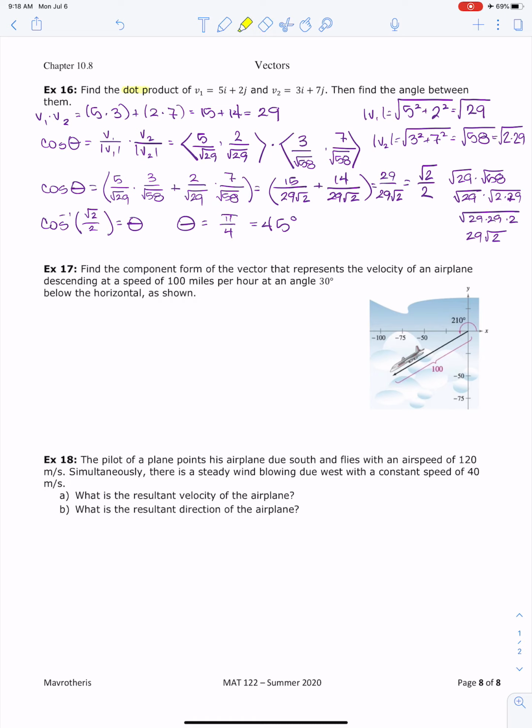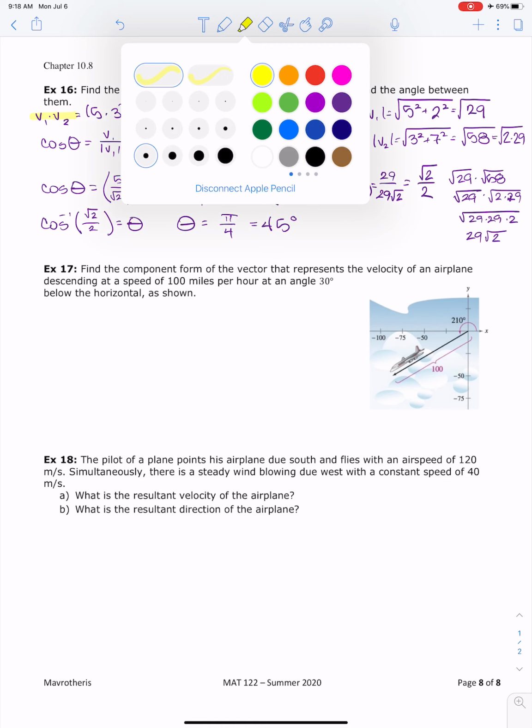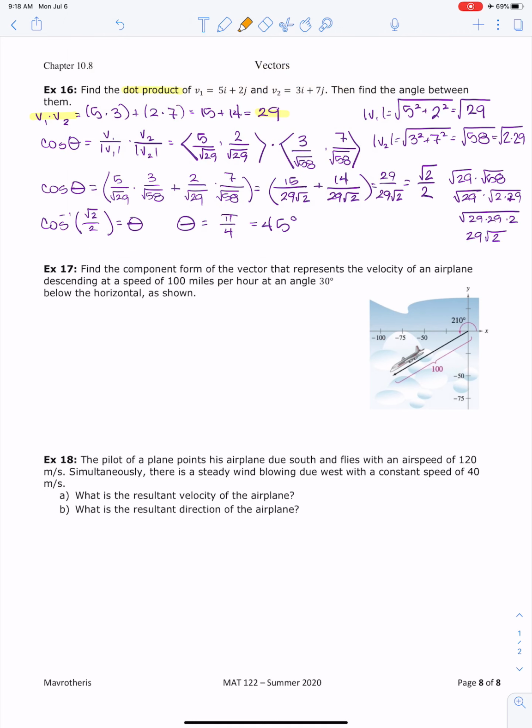So we've got the dot product up here, v sub 1 dot v sub 2, 29. And we've got the angle between them. A little more involved than just finding the dot product, but that's okay.